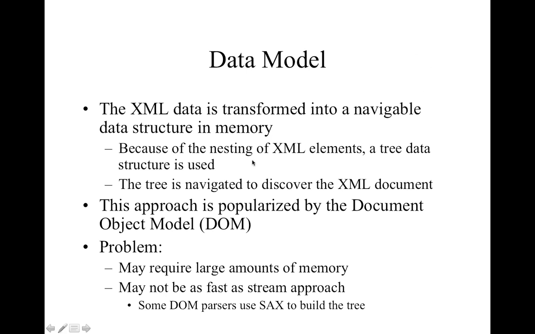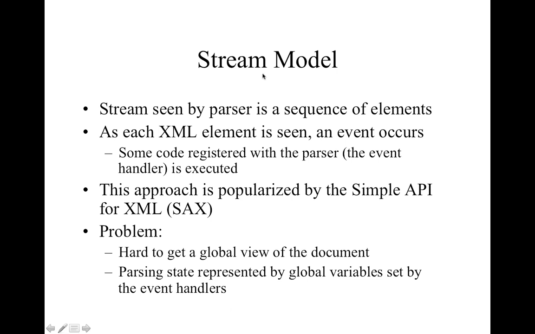SAX and DOM. SAX is a streaming API, a Simple API for XML, versus DOM, the Document Object Model. The streaming API, as we discussed before our interruption, looks at the sequence from top to bottom as elements, and whenever it sees an element, it has to do some processing. That is event based. Whenever it encounters an element, it has to run some event handling code. That is what is called the stream model, or SAX, the Simple API for XML.